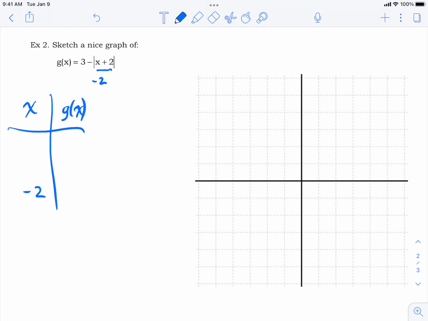And let's go back a couple places. I don't know, -3, -4. And then let's go forward a couple places, like -1, 0. Maybe go to the other side of the y-axis while we're at it. Okay, now let's start evaluating.